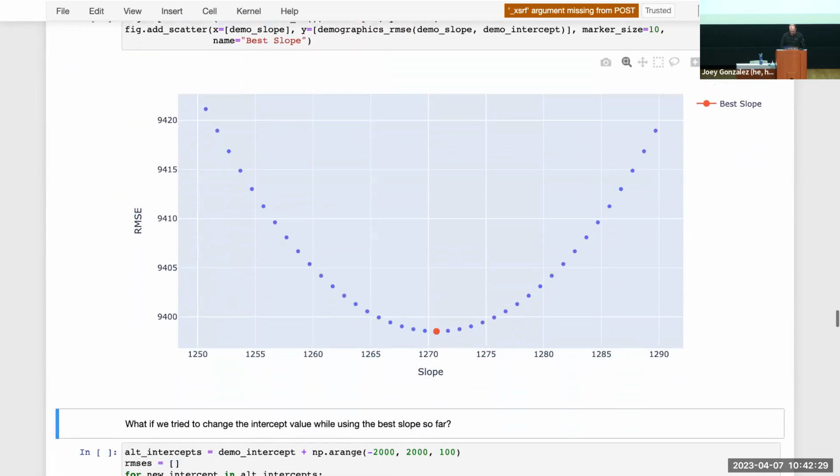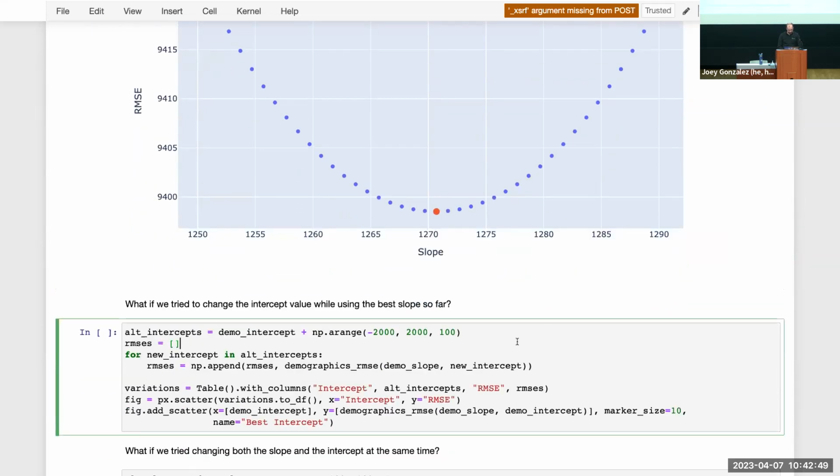All right, so here's the slope we picked. Here are other slopes we could have picked. If we kept the intercept the same, it makes this little bowl. It's a parabola. Kind of makes sense. We're doing squared stuff, so it's going to be a quadratic equation, so it's going to be a parabola. Okay, well, that's a pretty good slope.